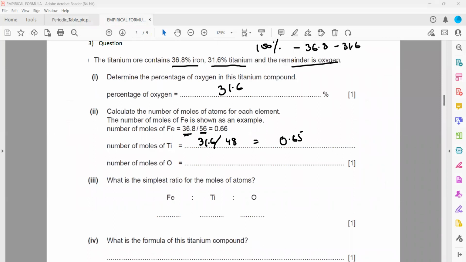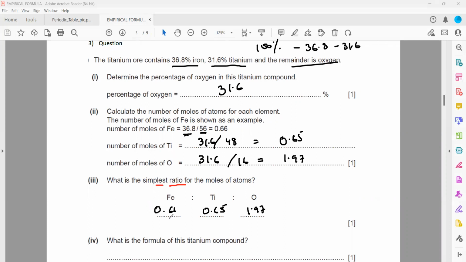And how many moles of oxygen are there? 31.6 is the percentage, divided by the mass of oxygen, which is 16. That will give us 1.97. So we got the moles of each. Then what is the simplest ratio of the moles? Iron moles were 0.66, titanium moles were 0.65, and oxygen is 1.97.